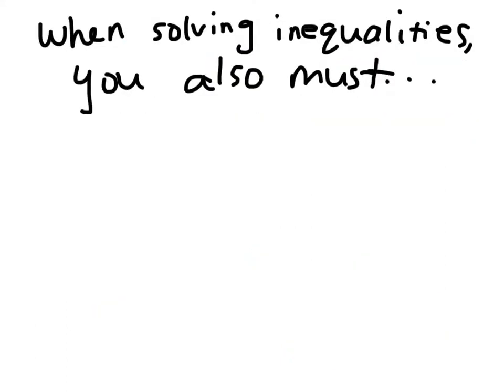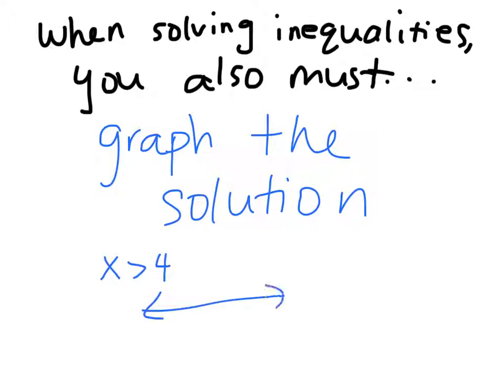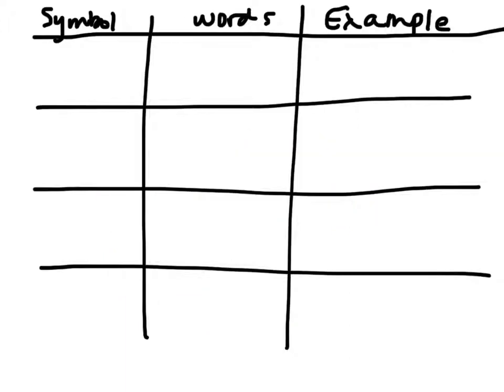When solving inequalities, you also must graph the solution. So that's another difference, is that when we get a solution, we have to graph it. So if we have x is greater than 4, we graph it and we say, here's 4 on my number line, and x is going to be anything that is on the right side of 4 that's bigger than 4. So let's talk about what those symbols look like, what the words mean, and what an example of a graph might look like.